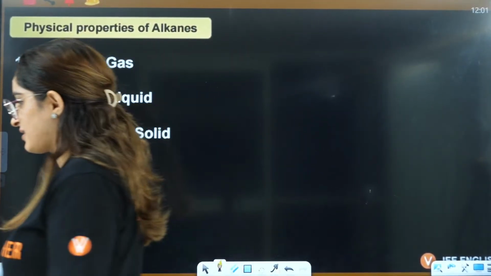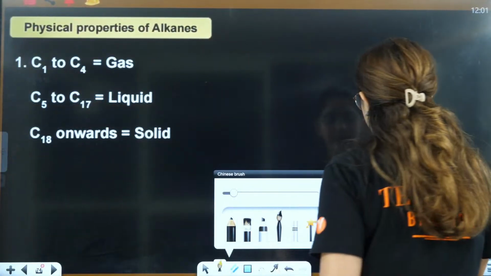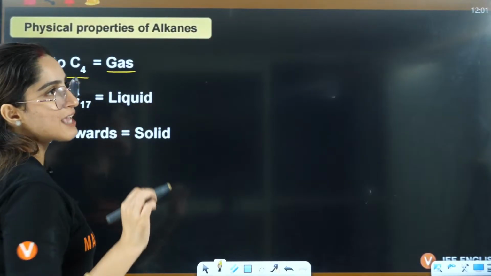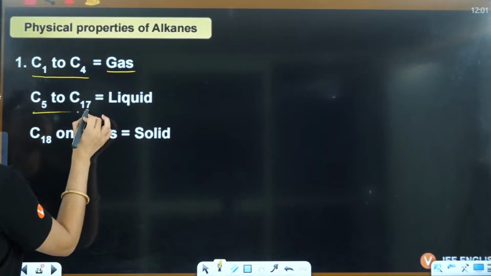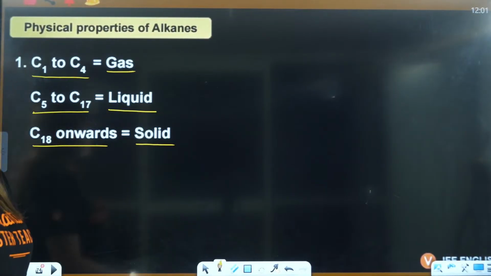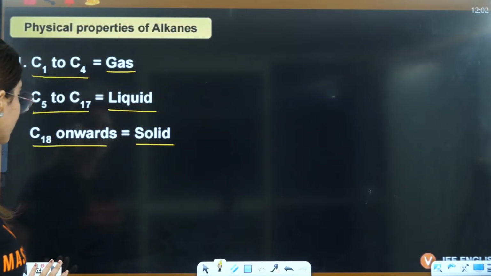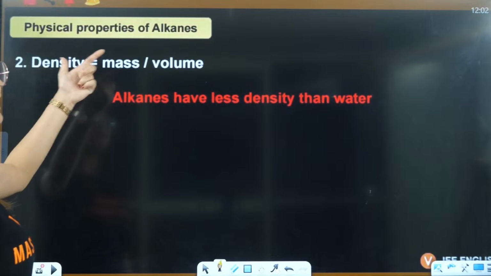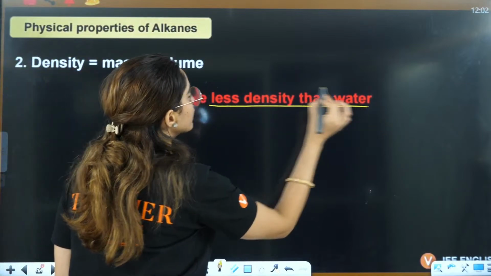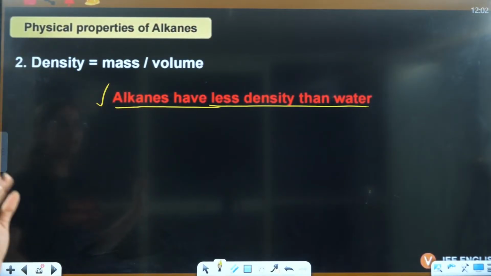Okay. So, physical properties of alkanes. When you talk about C1 to C4, it is gas. C5 to C17, it is liquid. C18 onwards, it is a solid. Usually they don't ask you these things, it is just written in your book, that's why I am telling you this. Then density is mass by volume. Alkanes have less density than water. This is all you have to remember.